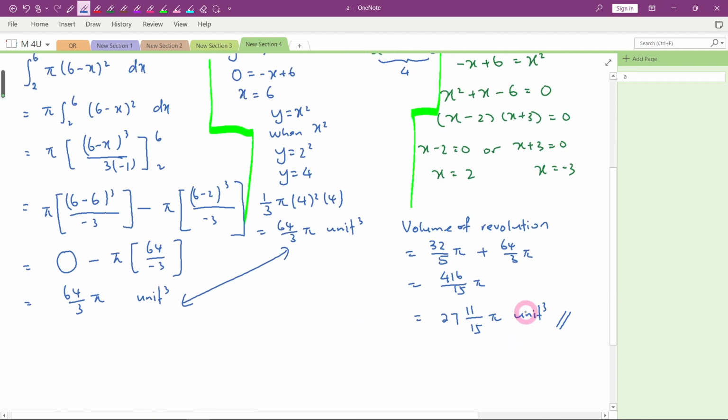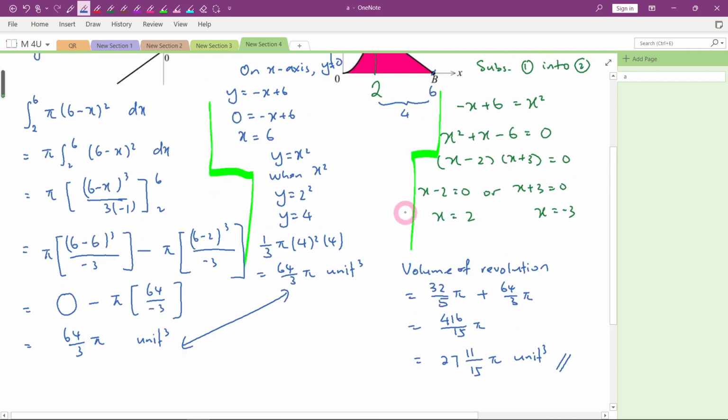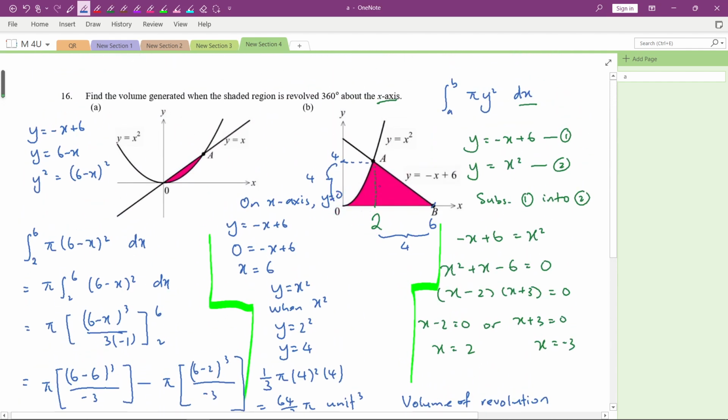Okay, so for this video I stop here first. In the next video I will talk about when a curve or straight line is rotated 360 degrees about the y-axis.